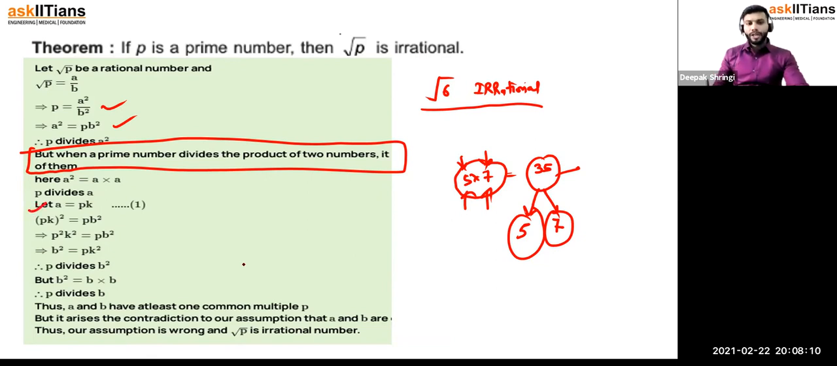Now we know what was a. Okay, first of all let's do a square. Here I write the statement for you all. So a square would be pk whole square. Now look at this. A square was already what? p b square, right, from here.